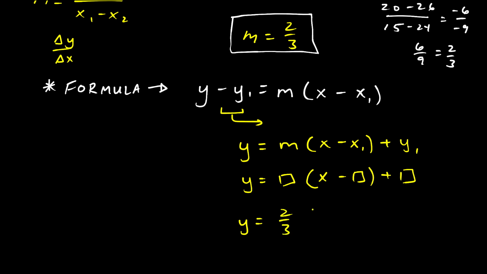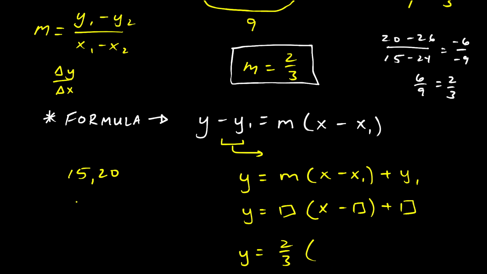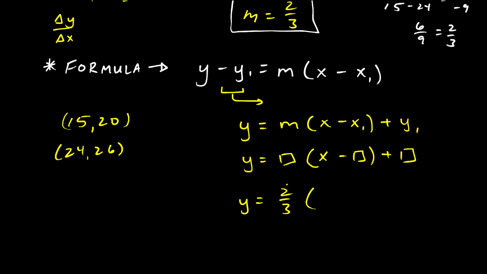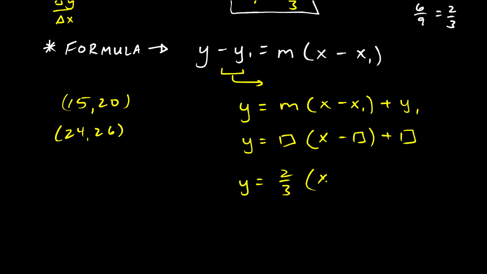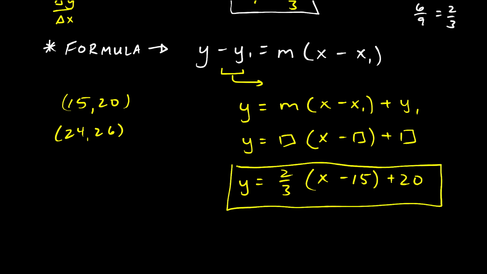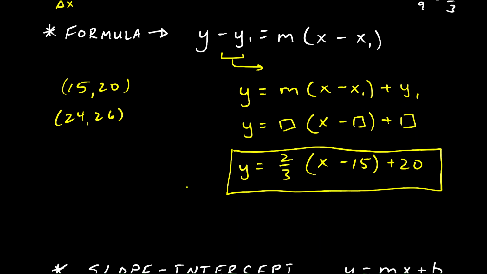We have 2/3 here. That's our slope. And then if you recall, our point was 15, 20, and our other one was 24, 26. Now, it doesn't matter which point we use. They're both correct, as long as we use the proper pairs. So if I use 15, that means I have to use the 20. And there is our slope-intercept form, slightly modified.